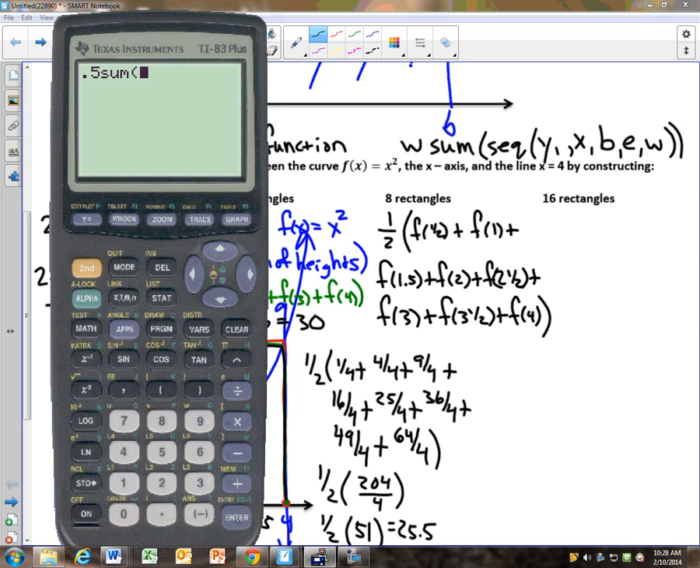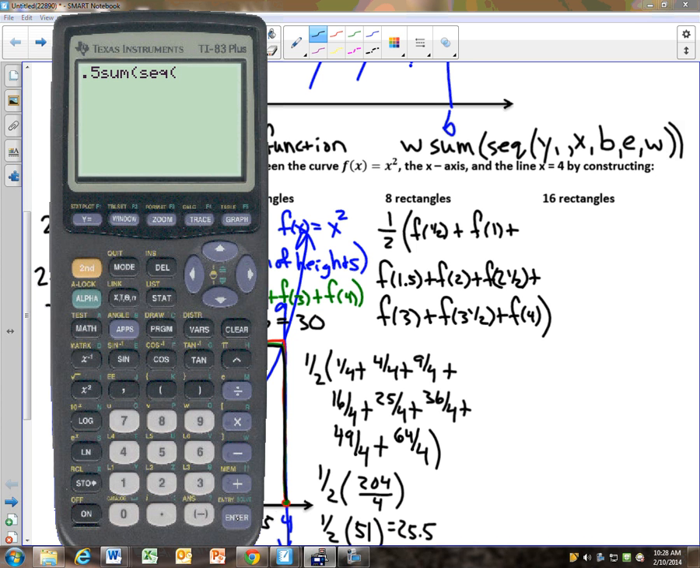Now I need sequence. So I go second, catalog, S for sequence. And there's a couple sequence ones in here. We want the SEQ, that's small, with the parenthesis there. Sum of the sequence. Now what?